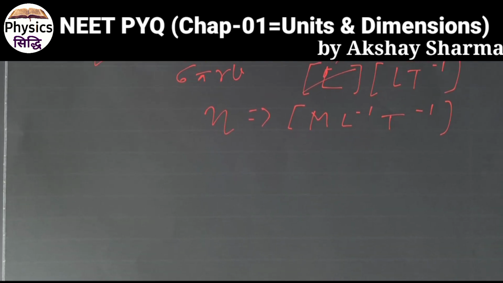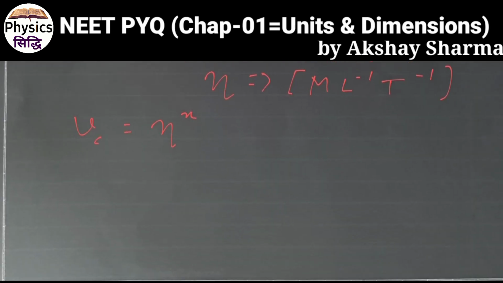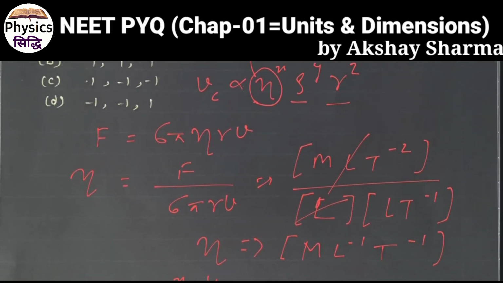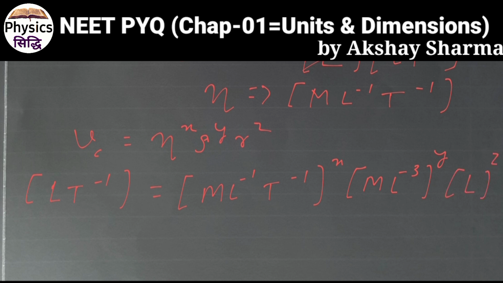Now let's see. Critical velocity is equal to eta to the power x, rho to the power y, and r to the power z. So critical velocity is also a velocity. That means lt minus 1 will be equal to ml minus 1 t minus 1 to the power x, rho, sorry, rho is mass upon volume, volume means l to the power minus 3, to the power y, and length to the power z. So after combining these, m to the power x plus y, l to the power minus x minus 3y plus z, and t to the power minus x.